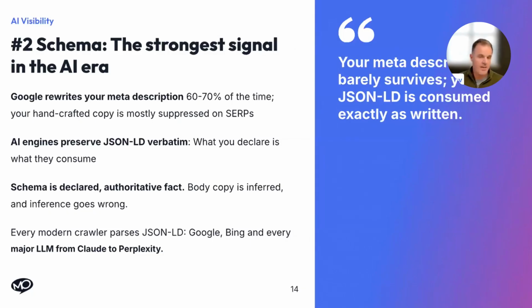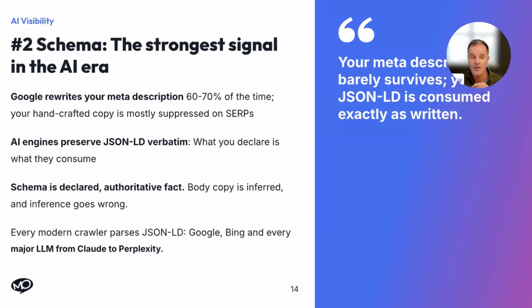You've crafted a really nice meta description for your homepage, and Google put something else there. That doesn't happen with schema. So AI engines preserve that JSON verbatim. What you declare is what they consume. Schema is declared authoritative fact. Body copy is inferred, and inference can go wrong.